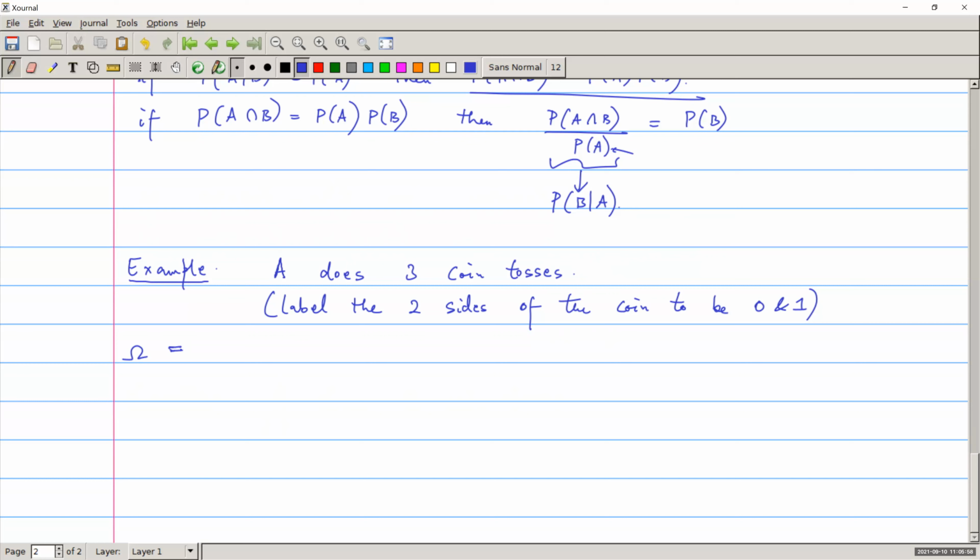Very good. And the way Brandon has written the universe, I write it like this. So 0 0 0, 0 0 1, 0 1 0, 0 1 1, 1 0 0. I'll continue here. 1 0 1, 1 1 0, 1 1 1. This is the universe that we have written.